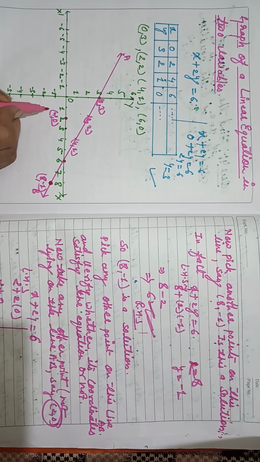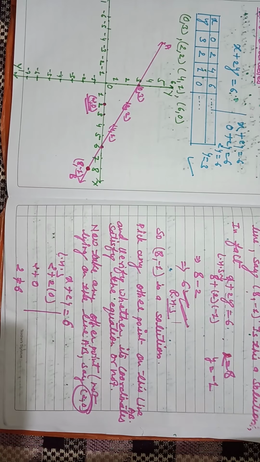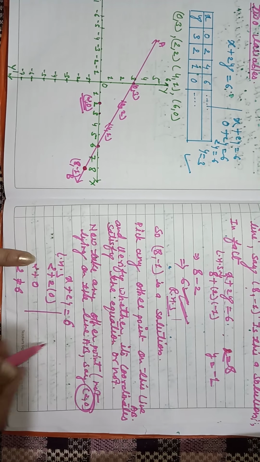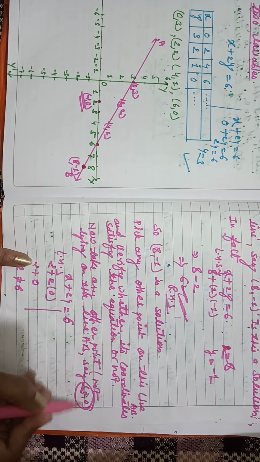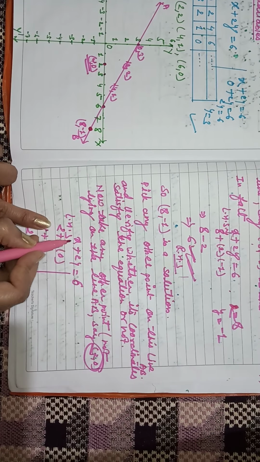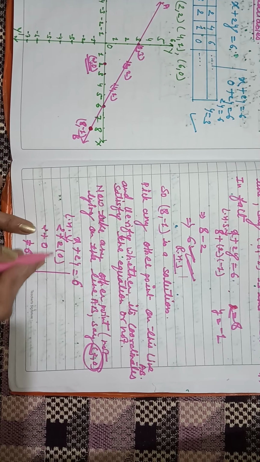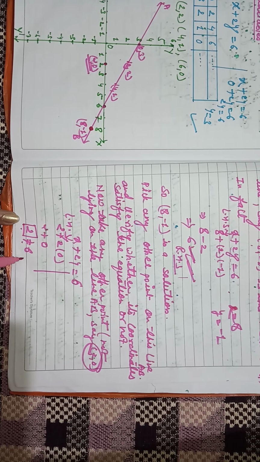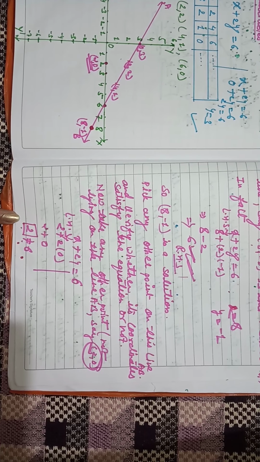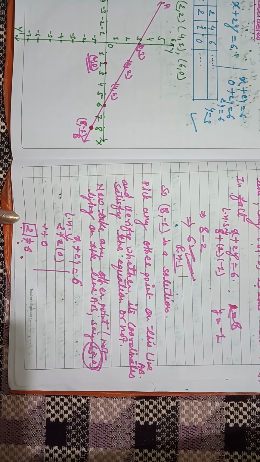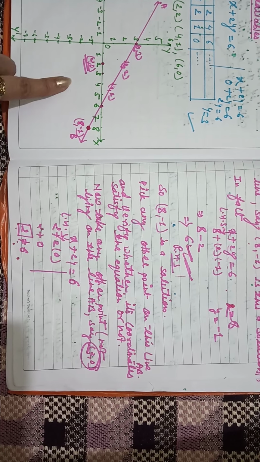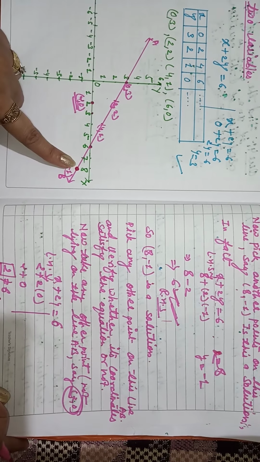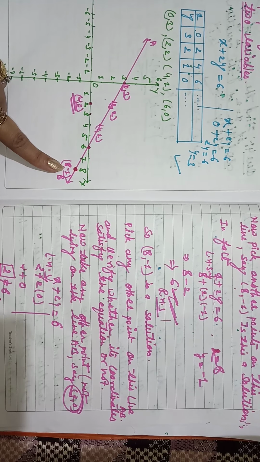Now we take the point (2, 0) and verify. The value of x is 2 and the value of y is 0. When we put these values in the given equation, we get 2, and 2 is not equal to 6. That means (2, 0) is not a solution of the given equation. Is it? (2, 0) does not lie on the line AB.